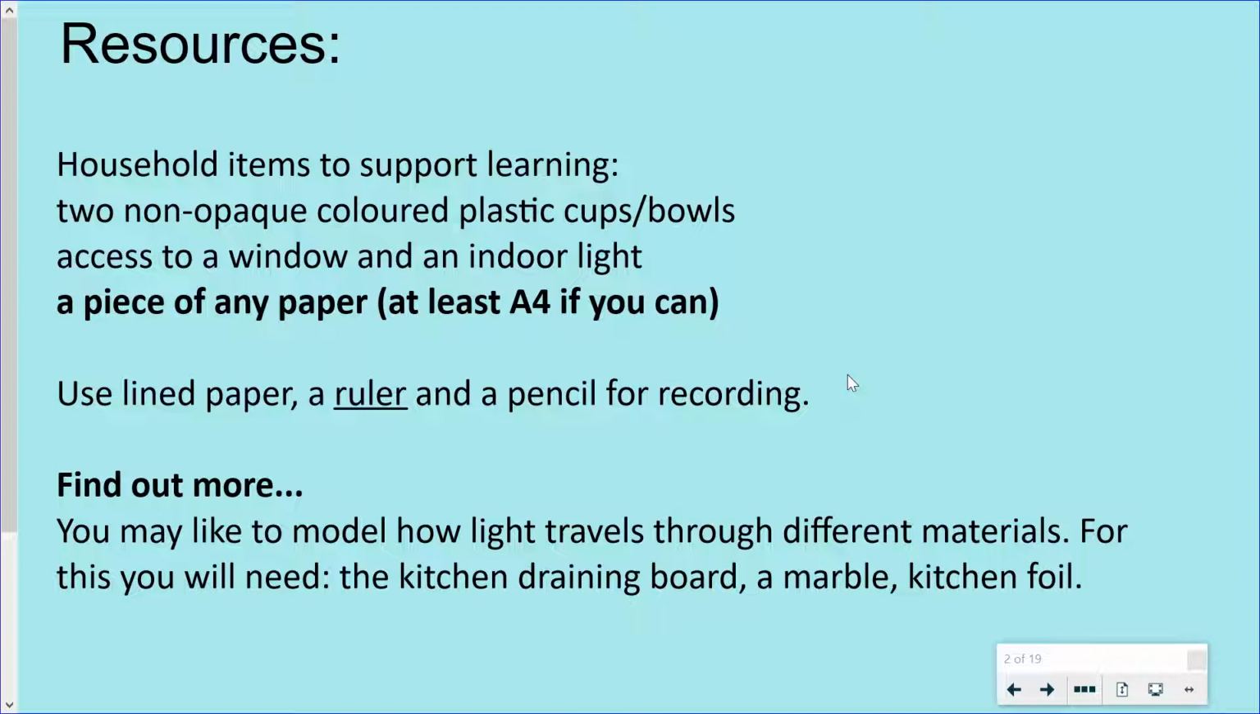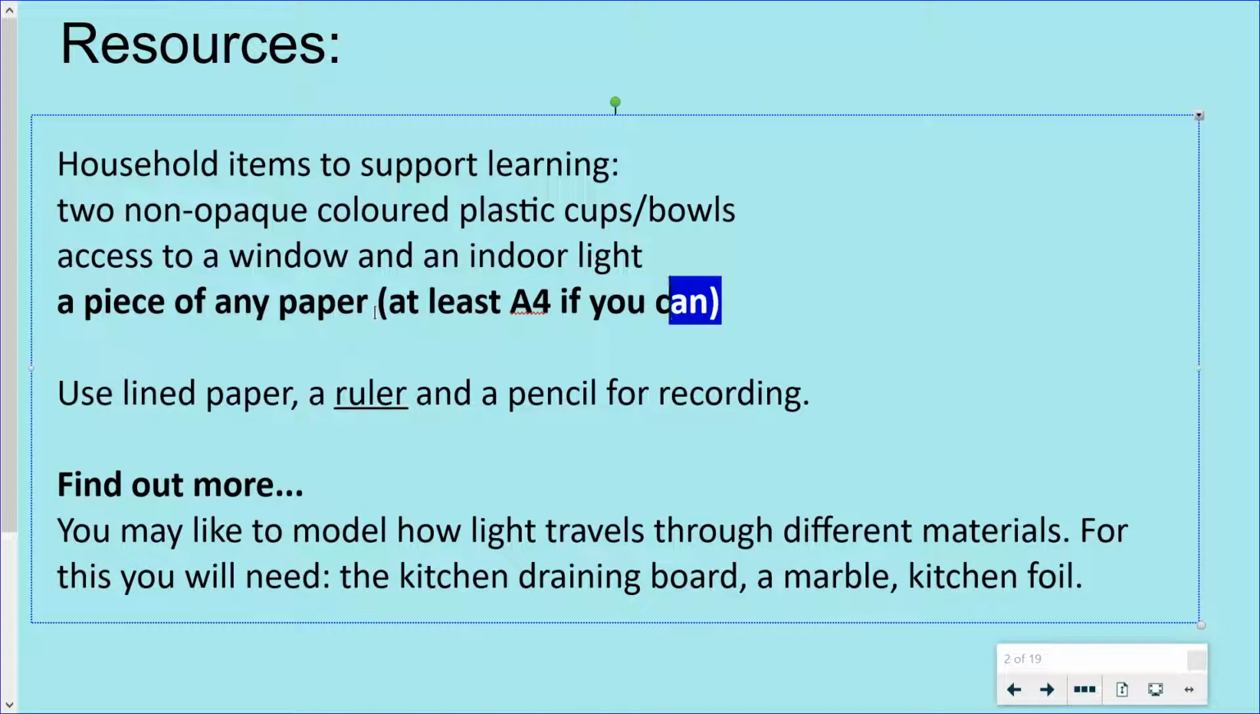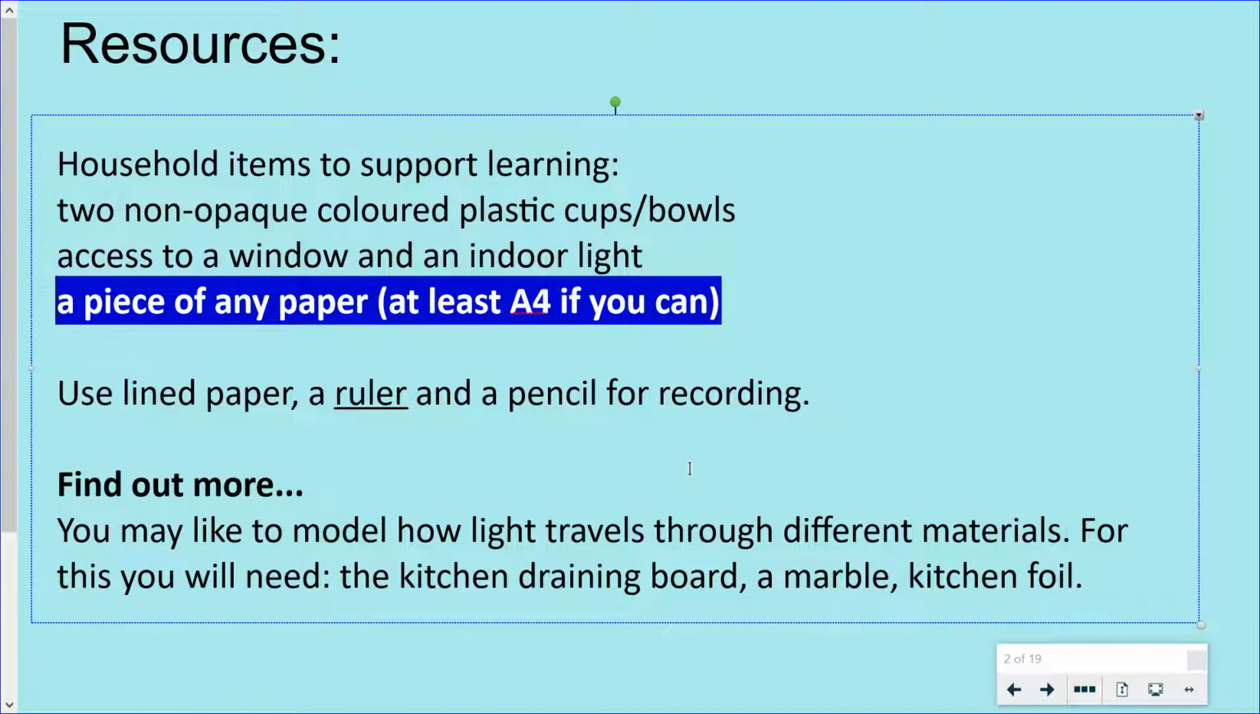You will need your science book, a ruler and a pencil. And we're going to get to an optional activity later on in the learning. And for that, you will need a kitchen draining board, a marble, kitchen foil, some paper, and a piece of cutlery. Okay, now this is the important resource I want you to have. The others, fantastic if you can get them. If not, don't worry.